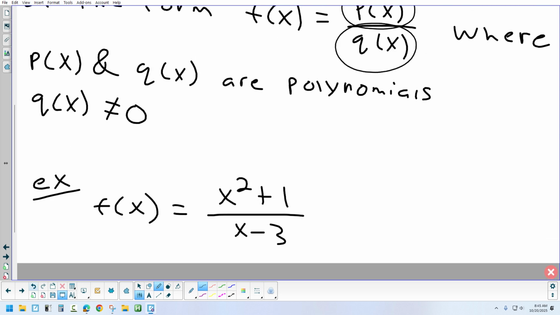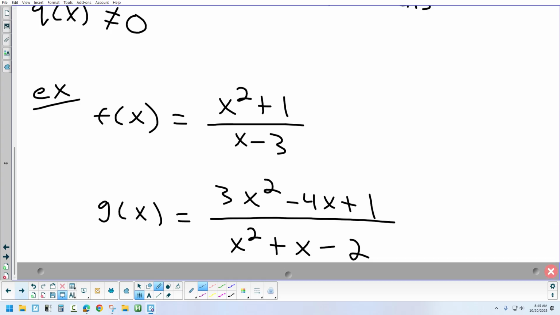There's another example of a rational function. This is a quadratic polynomial in the top and a linear polynomial in the bottom. Here's another one. That's a quadratic over a quadratic.